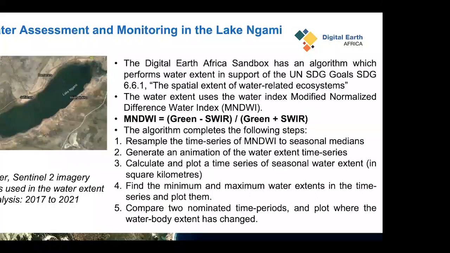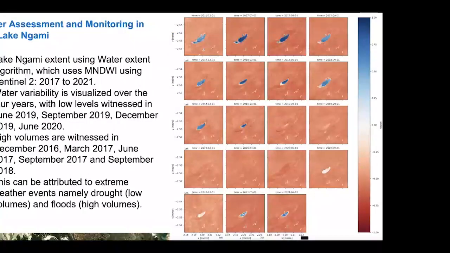So this is the water assessment that we use to measure the spatial extent of Lake Ngami, that is, of the water body. We simply use the MNDWI algorithm to work on that. Aside from that, we also use another satellite image, a Sentinel-2 image, using the same MNDWI procedure to measure the water body.